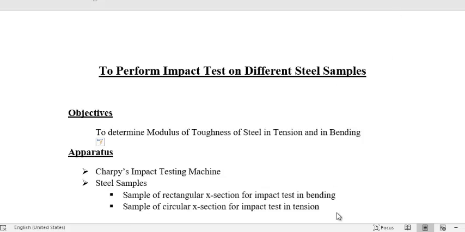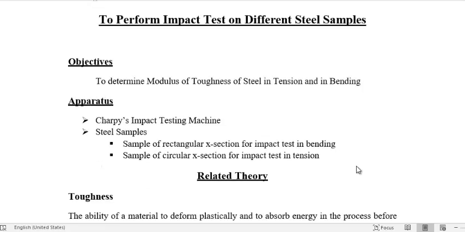And further, we need two steel samples. One steel sample with a rectangular cross section will be used for the impact test in bending, and the second steel sample with a circular cross section will be used for the impact test in tension.